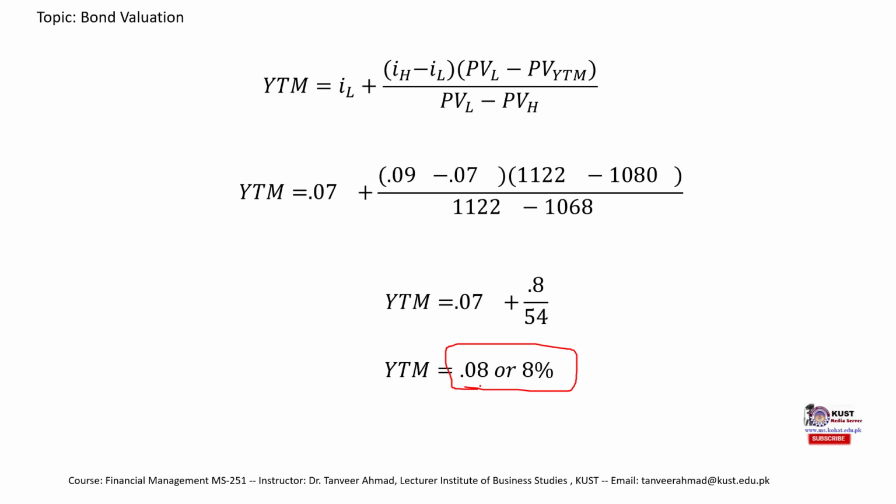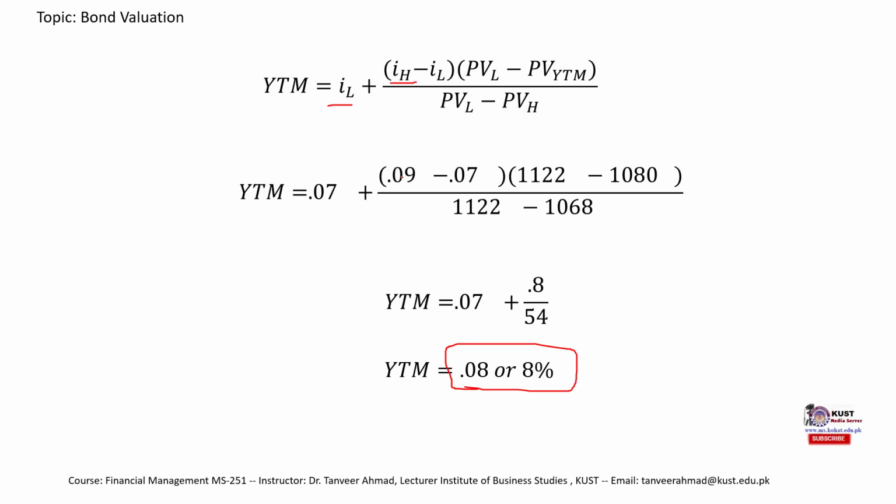So why do we need interpolation? I have already mentioned that when we use trial and error method, we have to use multiple assumed values of YTM. We have to try different values. So in this specific example, we were lucky enough to get the correct YTM of 8% at our third trial, but that won't be the case in each example. So the interpolation is easy because we just need two assumed values of YTM.